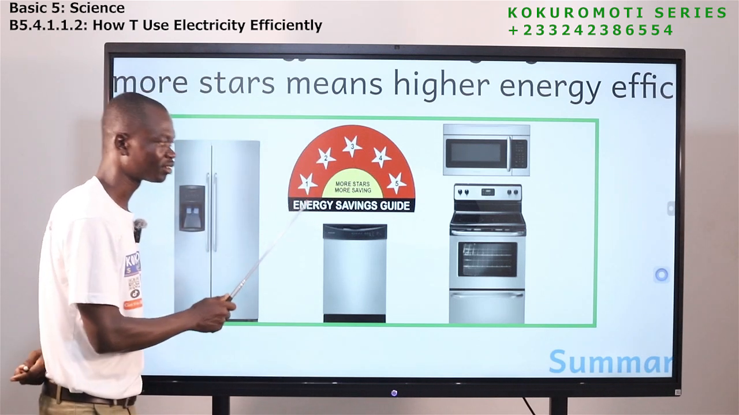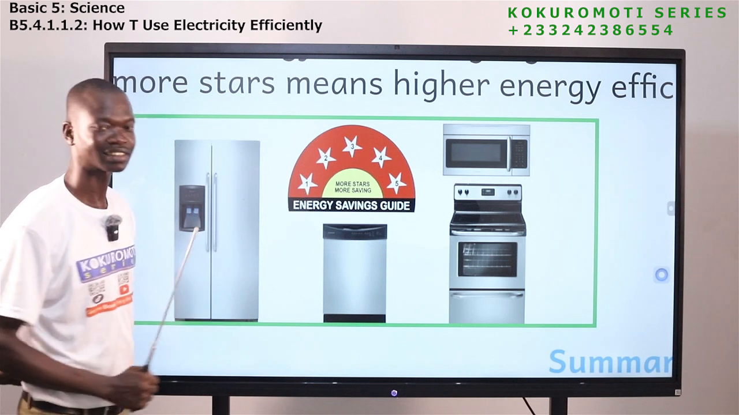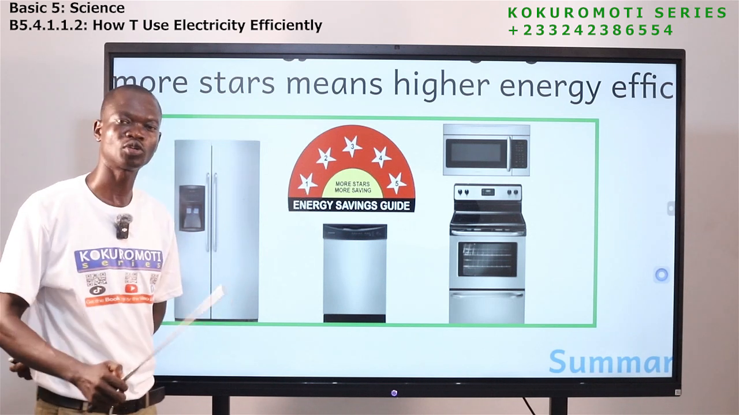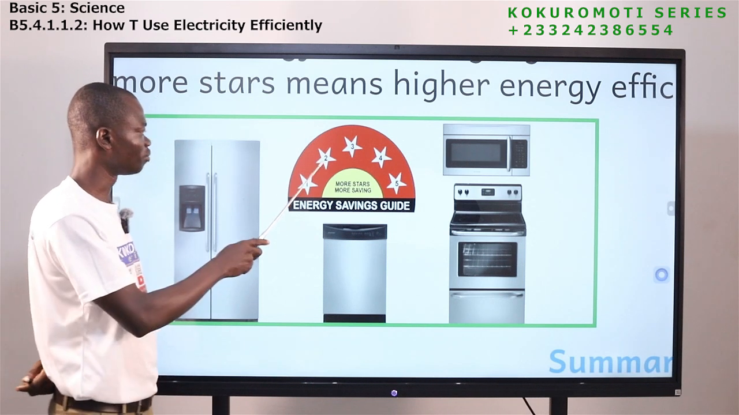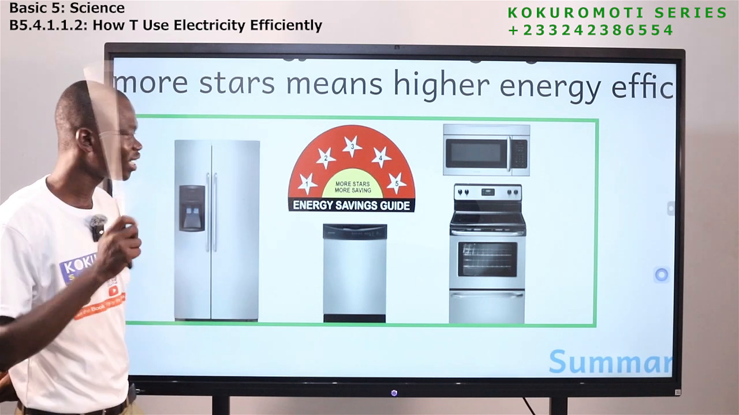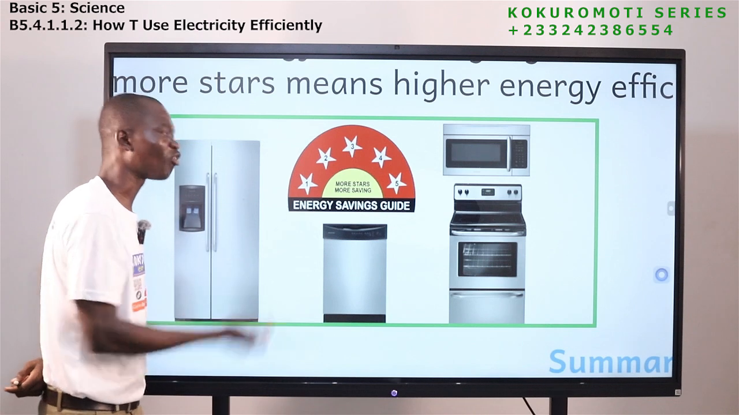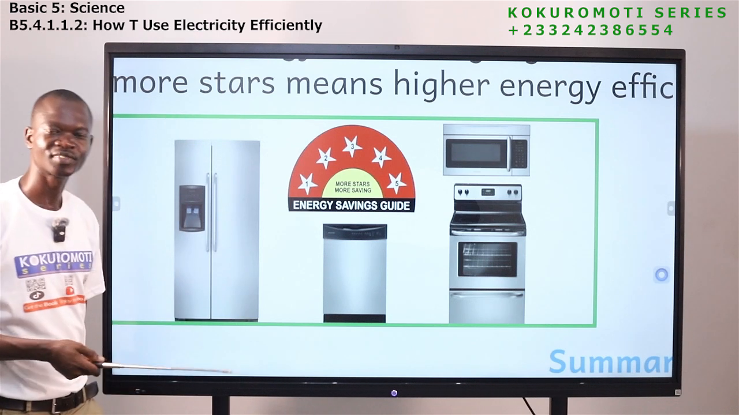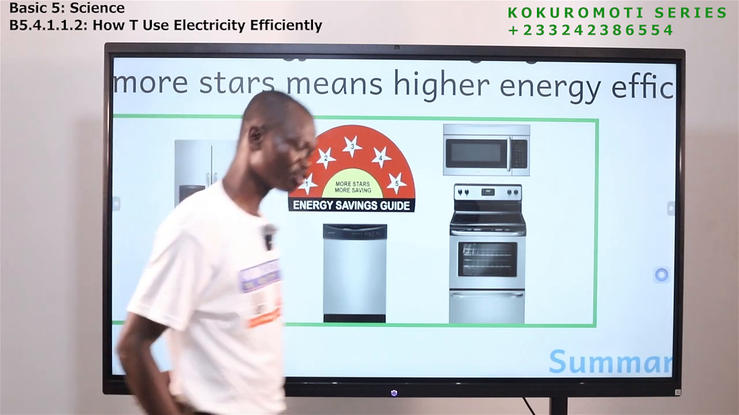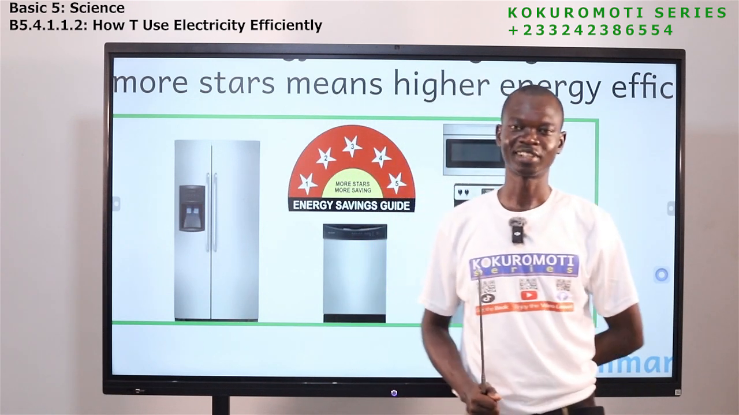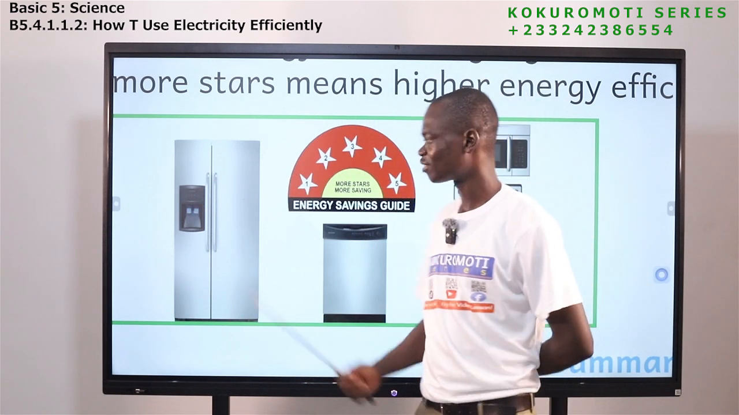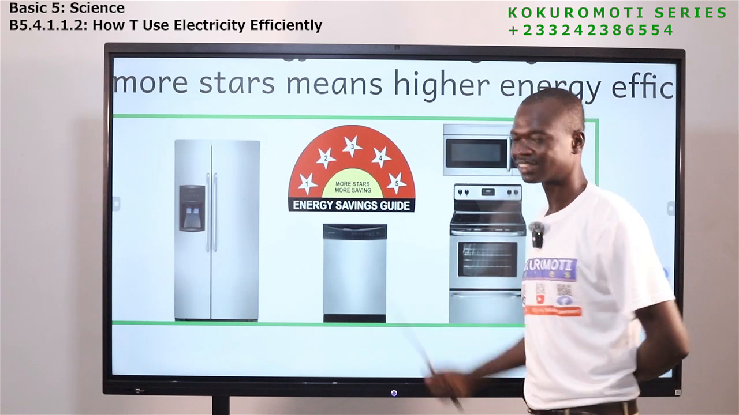If you buy one star gadget, you pay more because it will consume a lot of electrical energy. If you buy 2, the same thing. So let's buy more. You buy 4 or you buy 5. I know you don't buy. Your parents buy for you. But when you grow and you are buying your things, buy what? Gadget that have 5 stars.